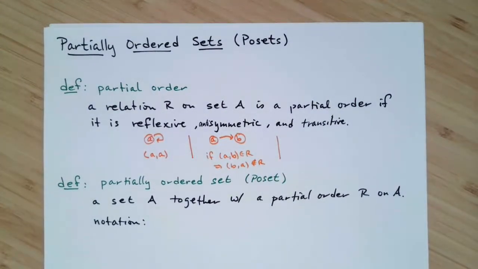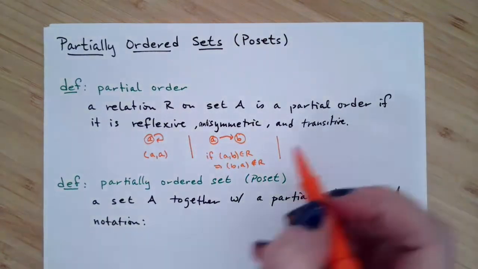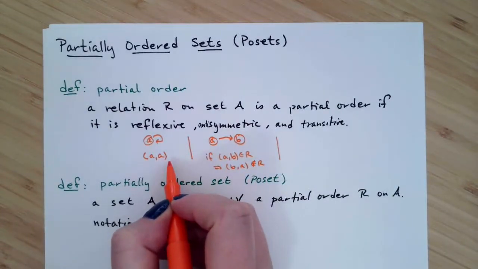And remember, we had both asymmetric and anti-symmetric. The only difference was that for anti-symmetric, it was totally fine to have loops in your digraph. And that's important because we got to be reflexive here too.